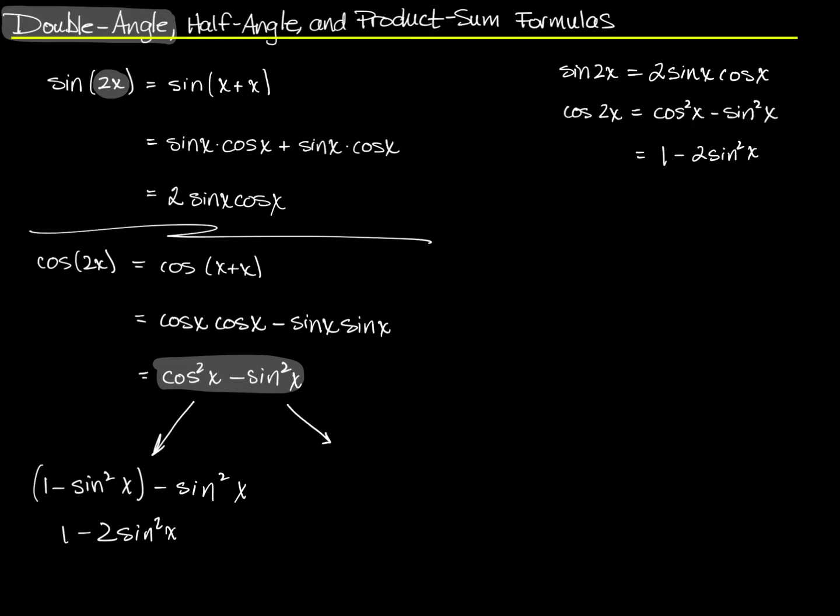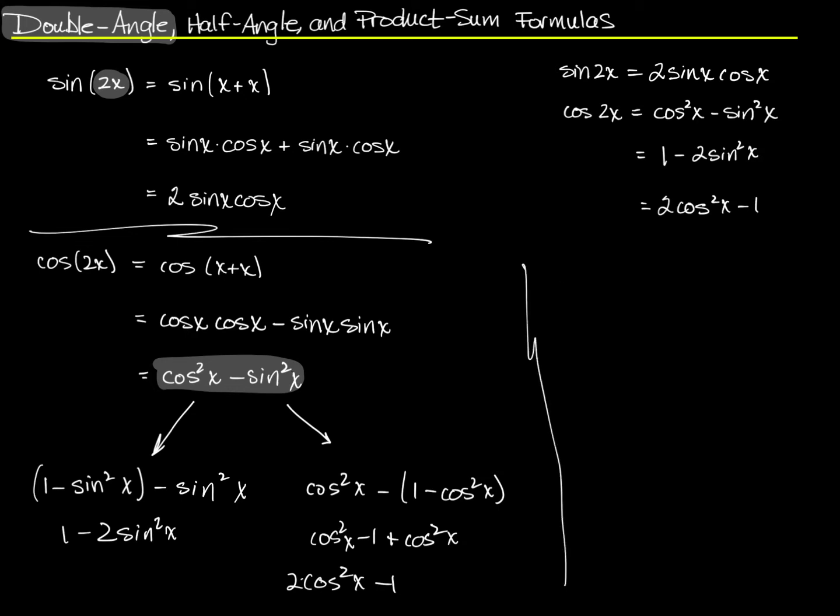If instead I write the cosine squared as cosine squared but change the sine squared to 1 minus cosine squared, then I get cosine squared minus 1 plus cosine squared, which is 2 times the cosine squared of x minus 1. So there's a third way you can write the cosine of 2x.